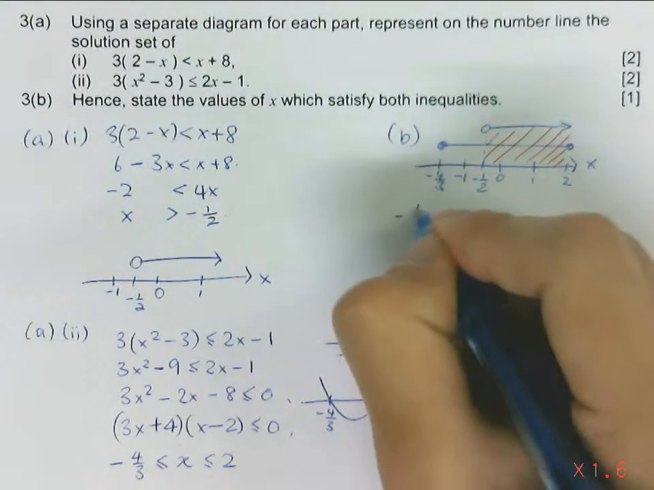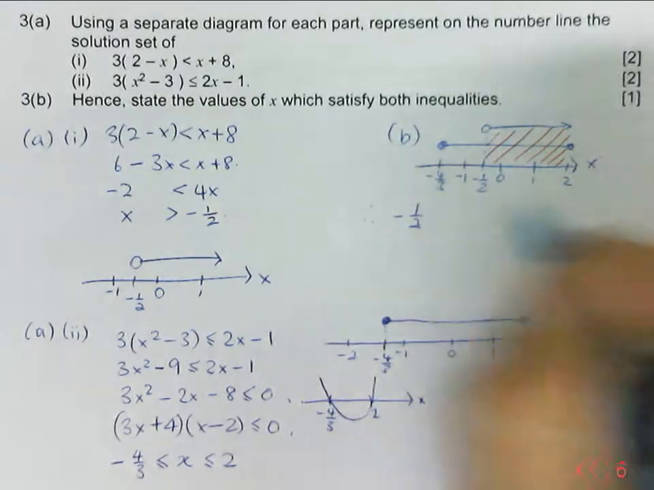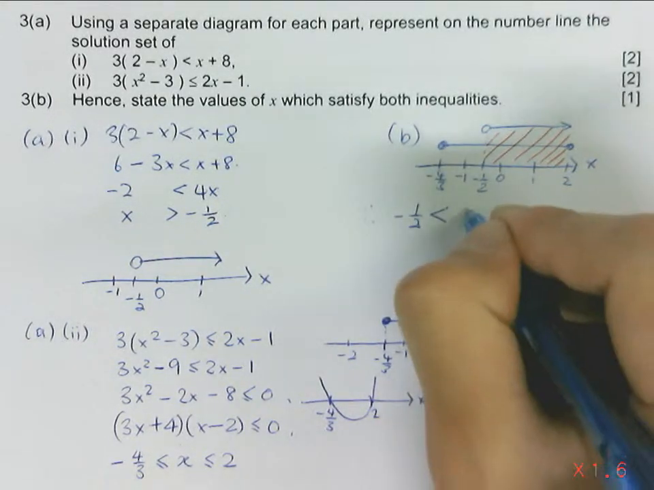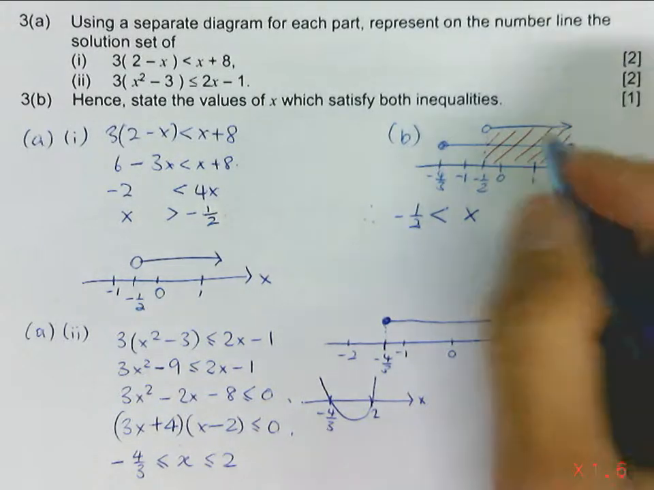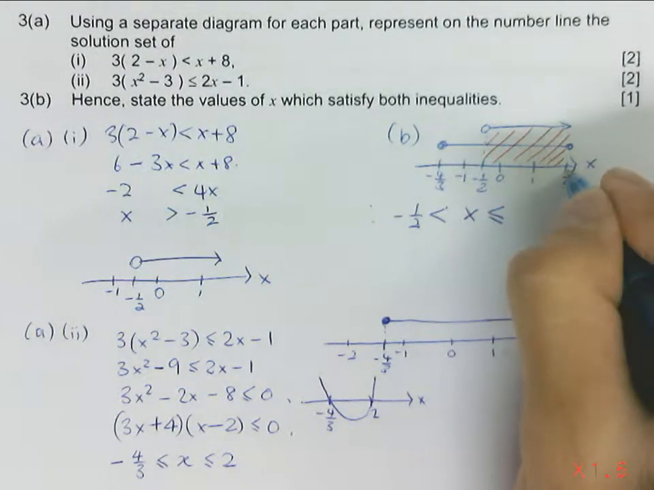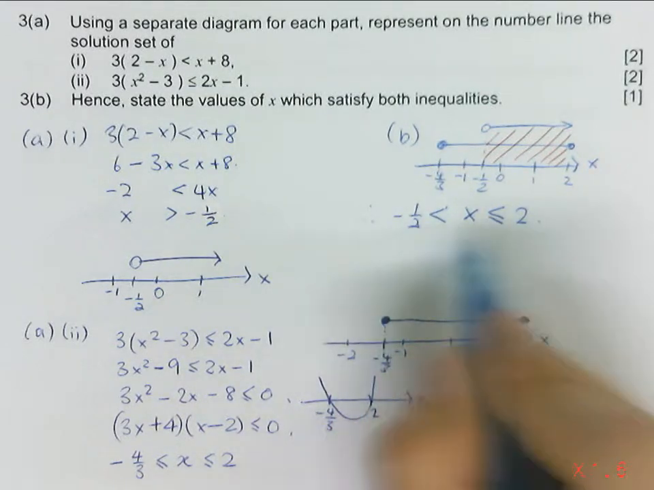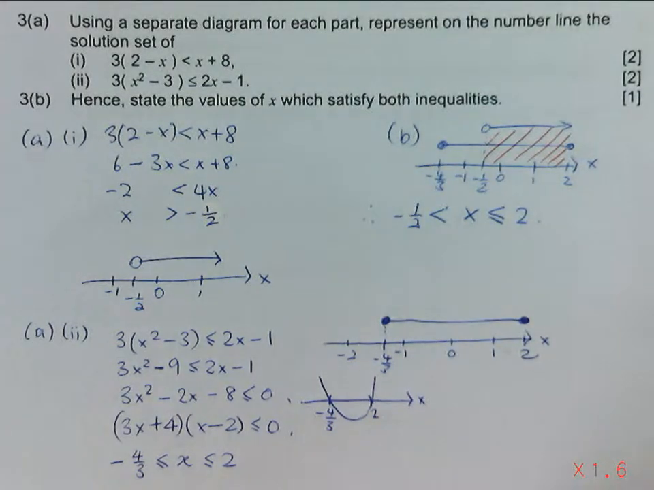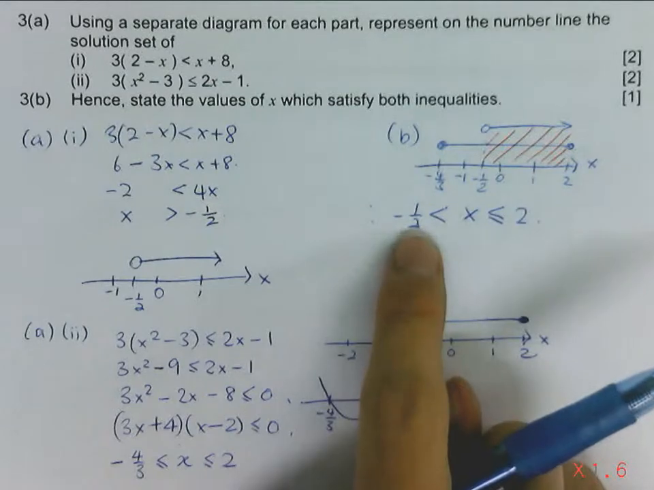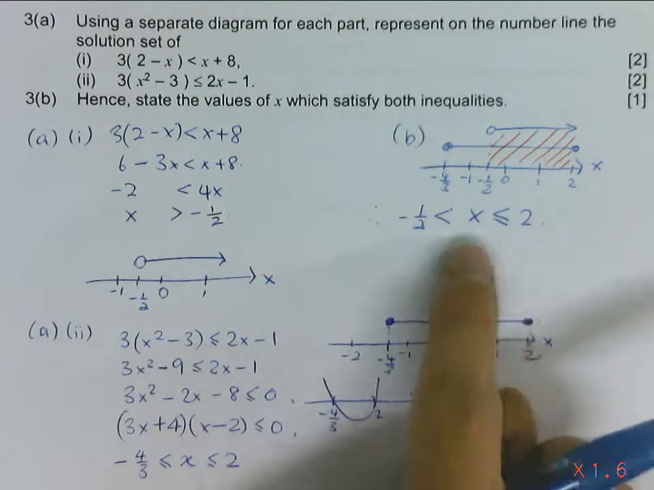So we just write minus half less than x less than or equal to 2, which simply means from minus half to 2 without including minus half as the answer. So that will be the answer for part B.